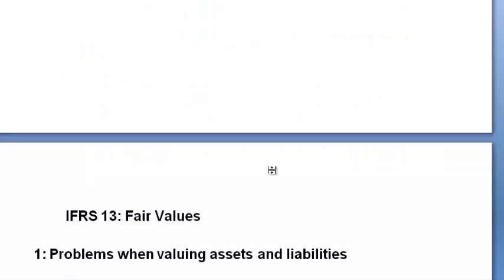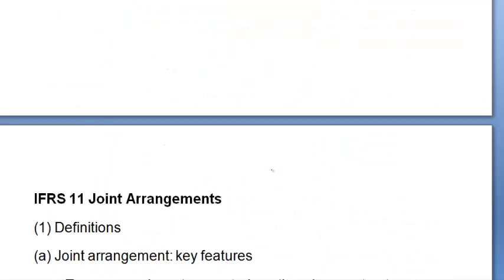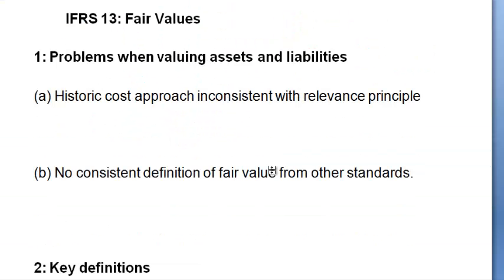So that's joint ventures, that's IFRS 11. IFRS 12 is very, very boring, so I'm not going to do anything about it. It's just to do with disclosures. So I'm going to skip IFRS 12. I've skipped it so well that I've not written any notes about it.